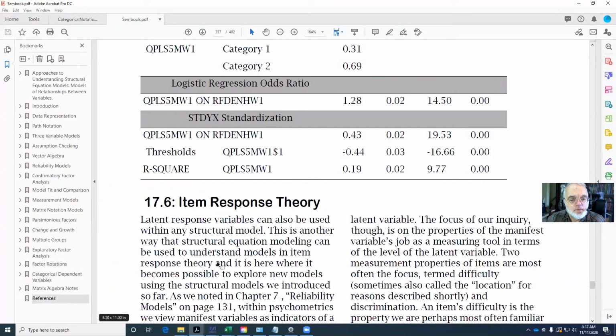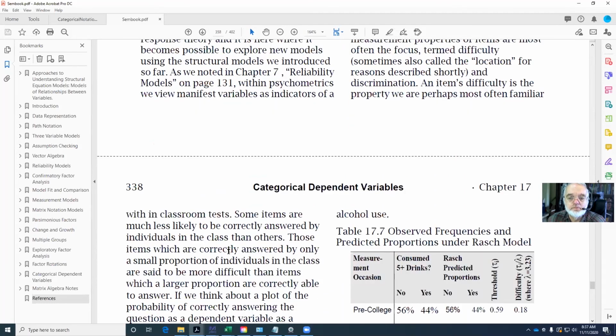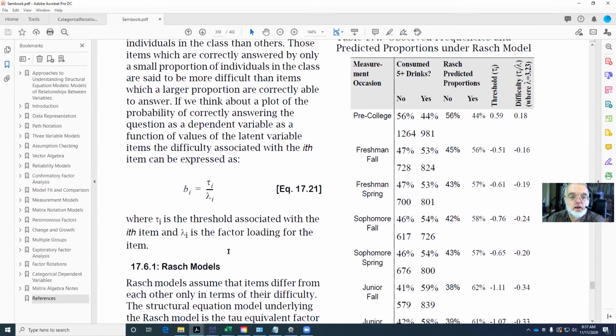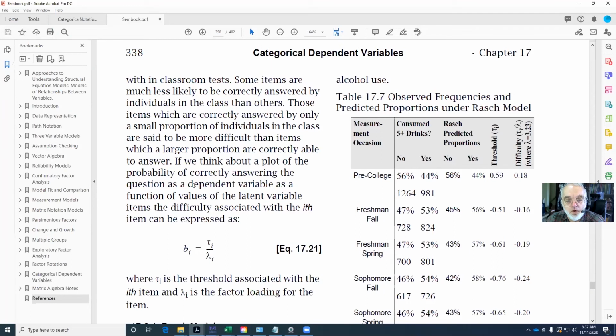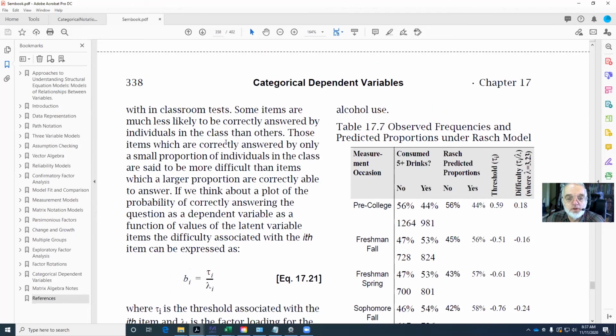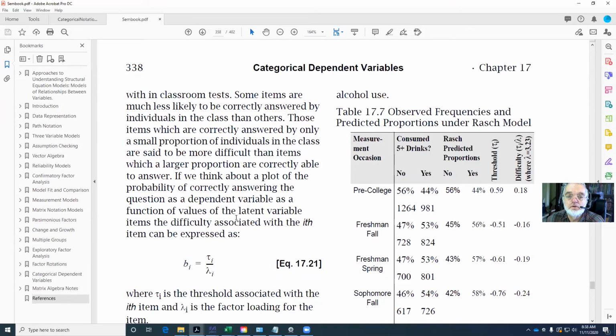So that's walking you through a printout, how item response theory works. And I walk through the equations for that and give you the individual probabilities based on the thresholds and the loadings for getting these values.